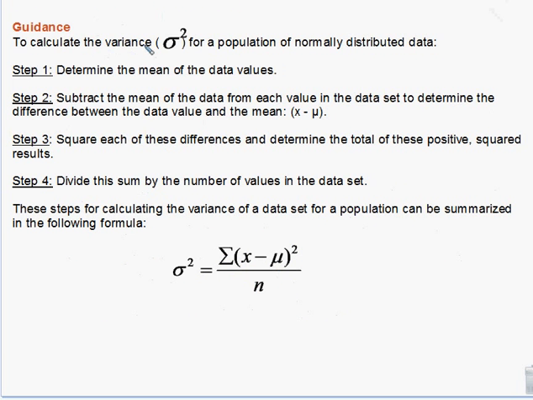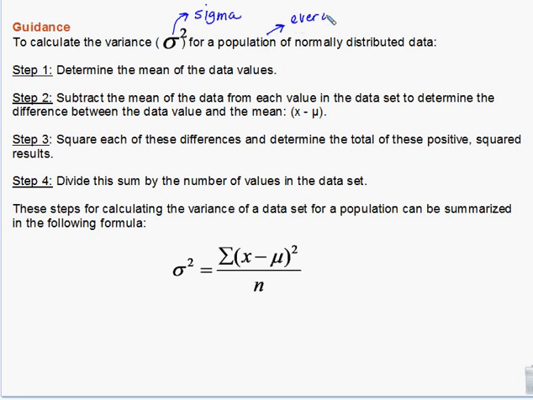All right, variance is symbolized by this right here. This is the Greek letter sigma. So sigma squared is the symbol for variance. It has to have the squared on it. If it doesn't have the squared, it's not variance. And we are going to calculate the variance of a population, and the variance of a sample. So we need to talk about the difference between a population and a sample.